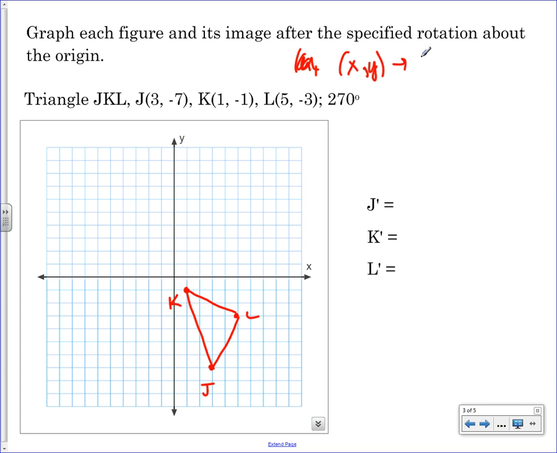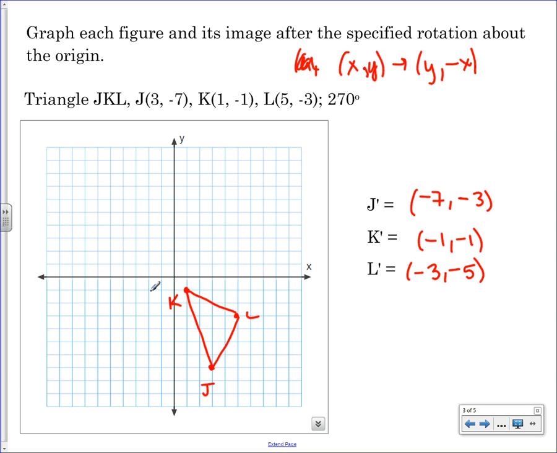What's the rule for 270 counterclockwise? Yeah, y, -x. Okay? So for J prime, we're going to flip them around. So it's going to turn into -7, 3, and then I change the value on the original X. So -7, comma, -3. Is that okay? All right, what do I get for K prime? -1, -1. L prime? -3, -5. Is that hard for anybody? Is everybody following that okay?